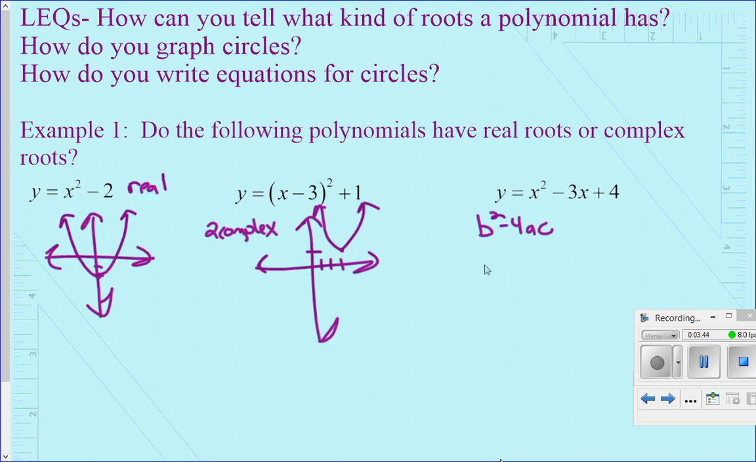So b squared is negative 3 squared minus 4 times a is 1 times c is 4. So negative 3 squared is 9, minus 4 times 1 times 4 is minus 16. So negative 7, that's negative. So remember, when the discriminant's negative, that means there are complex. So that's probably the quickest way to determine real or complex. Sketch if you can, or discriminant if it's in standard form. The other option would be to put 0 in for y and then solve for x. That would probably take a little bit more work though.